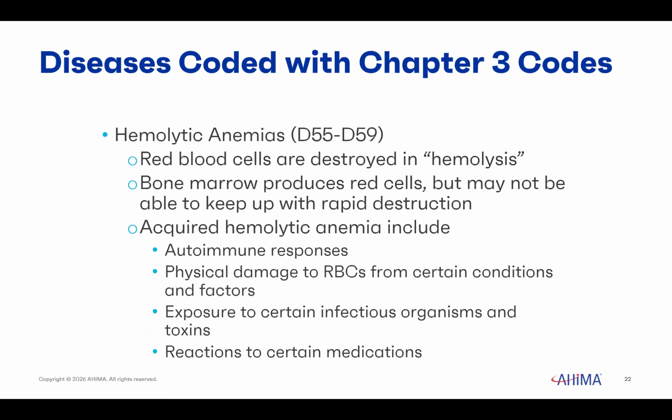Hemolytic anemias that fall in code categories D55 through D59 happen when red blood cells are destroyed faster than they can be made. This can be caused by autoimmune responses, physical damage, infections, ingesting toxins, or certain medications.